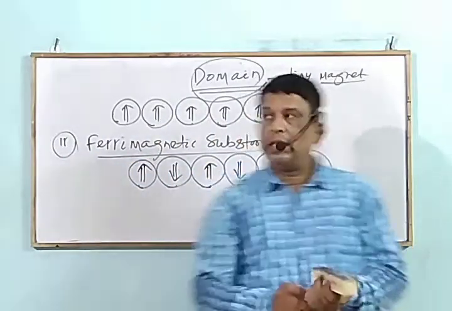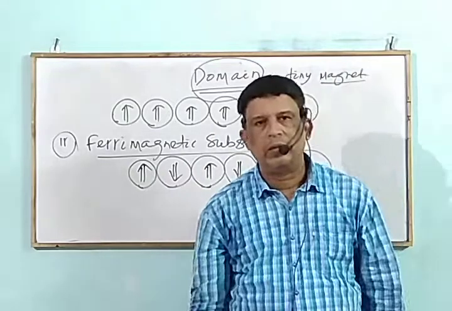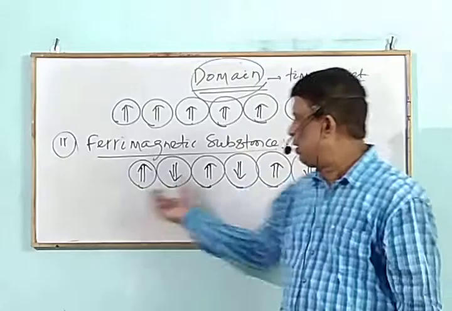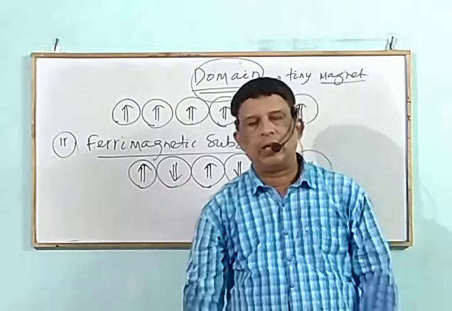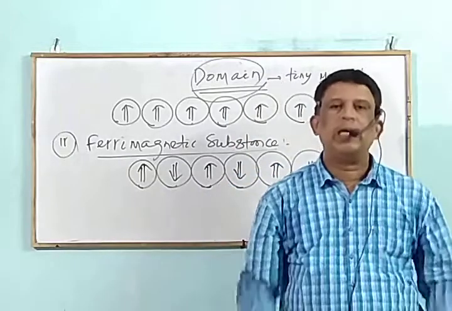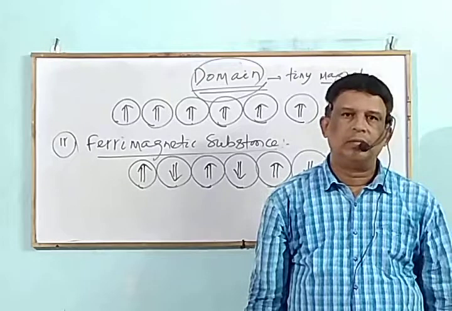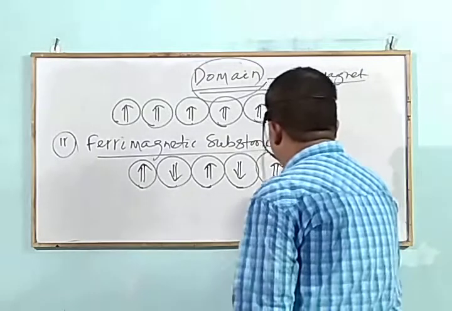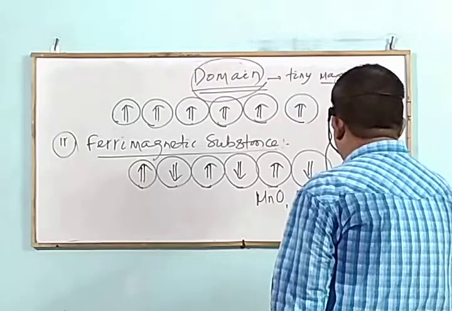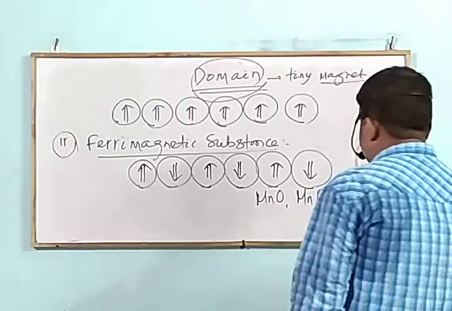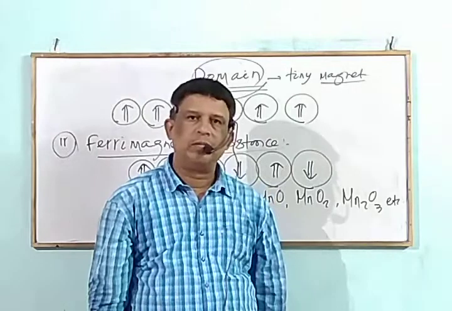So on the basis of their domain, they are expected to have greater magnetic moment, greater magnetic character, but due to the equal and opposite arrangement, their magnetic moments cancel out each other, as a result of which they behave as a diamagnetic substance. For example, MnO, MnO2, Mn2O3, etc. These show this type of magnetic behavior.